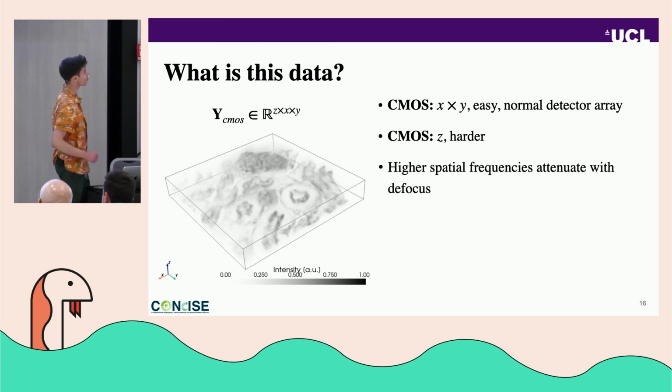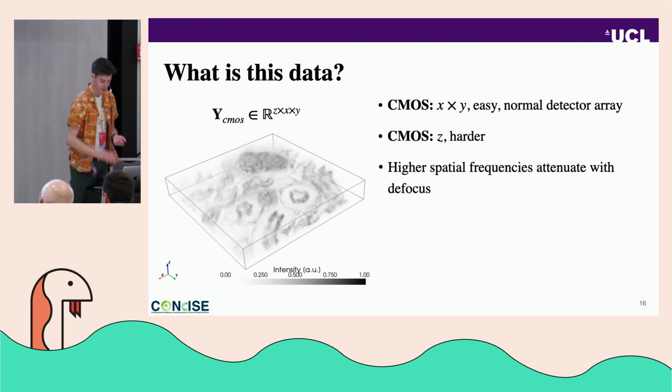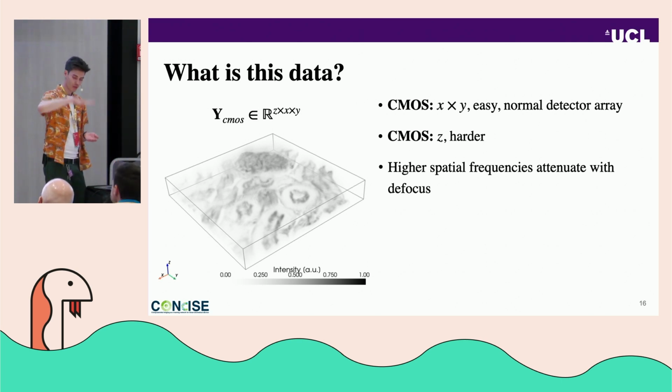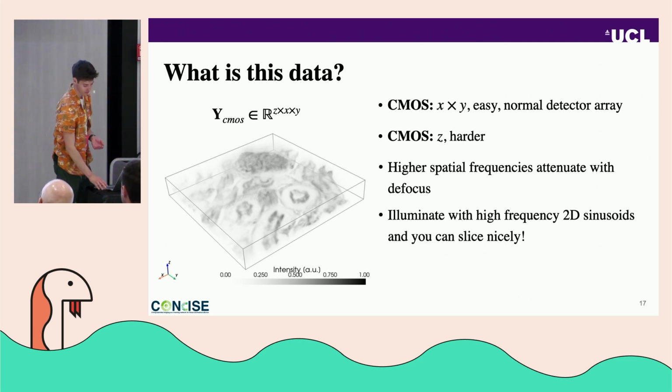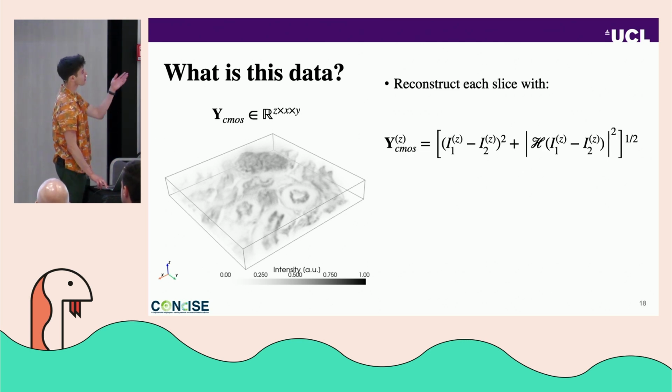The thing to consider is that higher spatial frequencies attenuate with the focus. So if you illuminate the sample with a pattern of light that has high frequency, you can actually slice really nicely and then get one slice. You move the sample up and down, and you can actually get very nice slices, and then you create this volume. So we do this with 2D sinusoids.